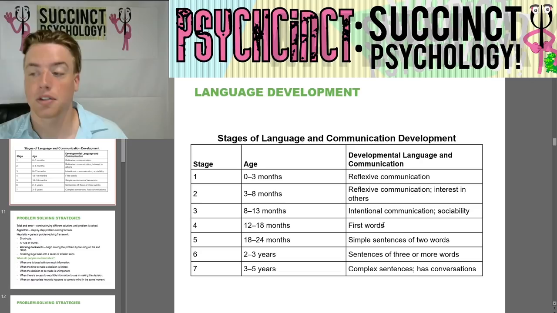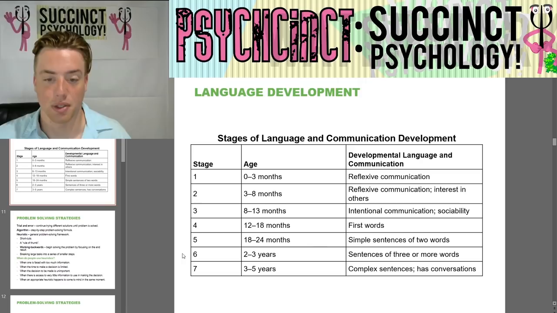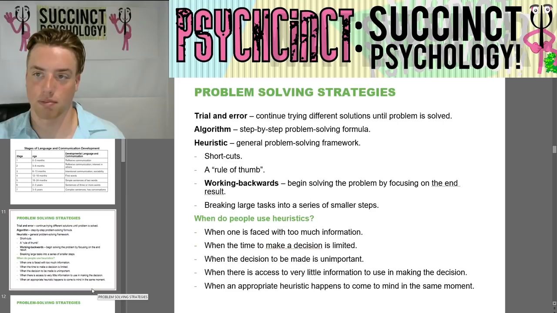Stage 5, we have simple sentences of 2 words. Now, stage 6, 2 to 3 years, you have sentences of 3 or more words, and then by 3 to 5 years, complex sentences, and a kid can have conversations with you. You know, talk to a 3 or 5 year old, they're going to be able to hold a conversation with you, not just give you 1 or 2 word answers.